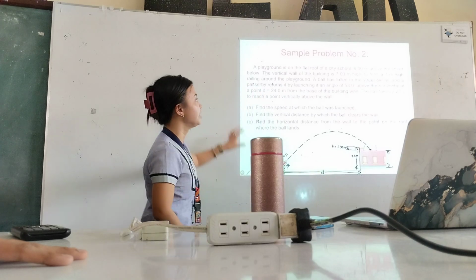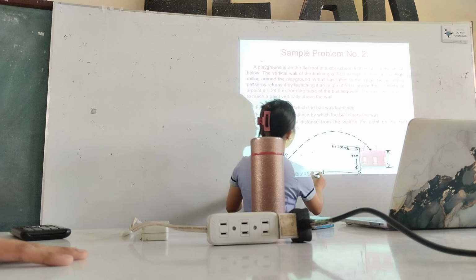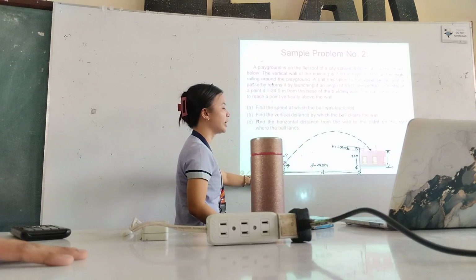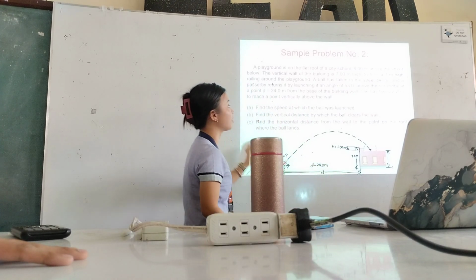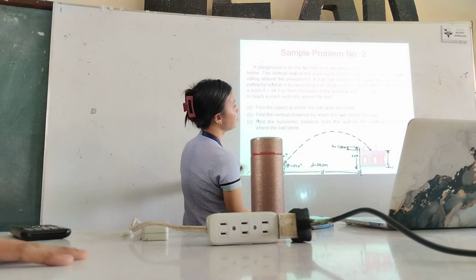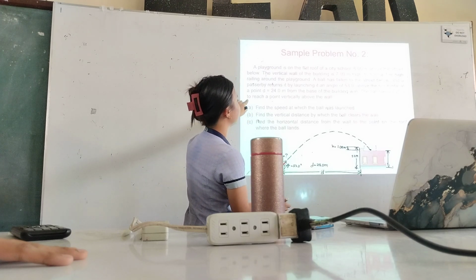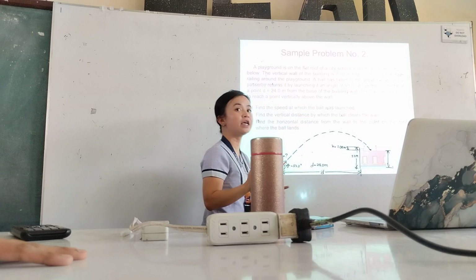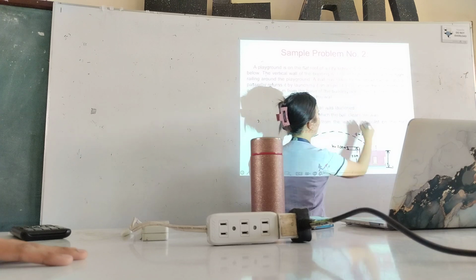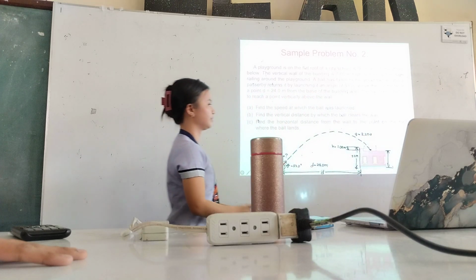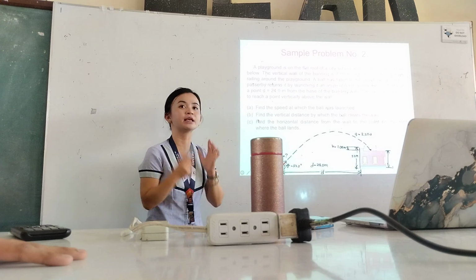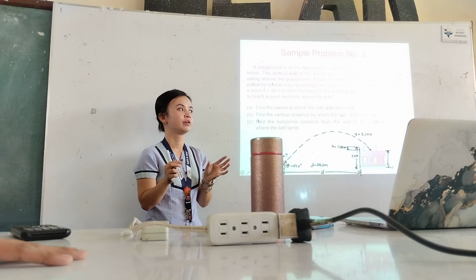So now the question. D is equal to 24 meters, so the passerby's distance from the building is 24 meters. The angle is 53 degrees. The ball takes 2.2 seconds to reach a point vertically above the wall. The question: find the speed at which the ball was launched, the initial velocity.